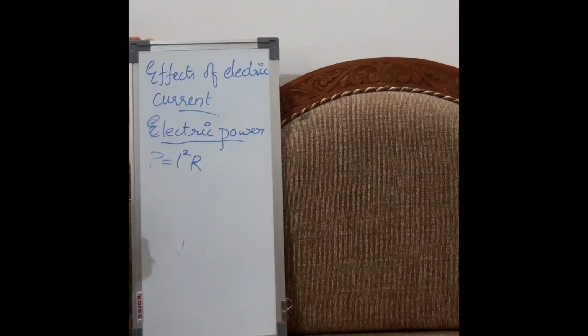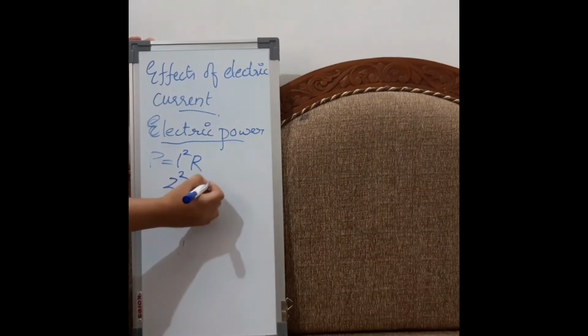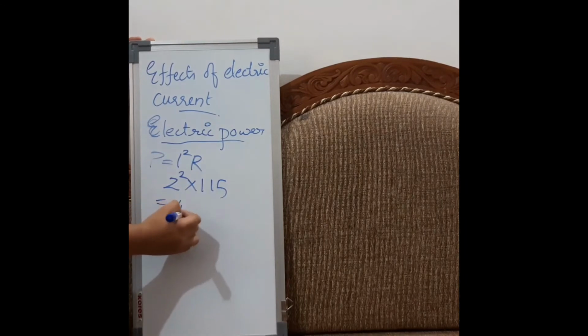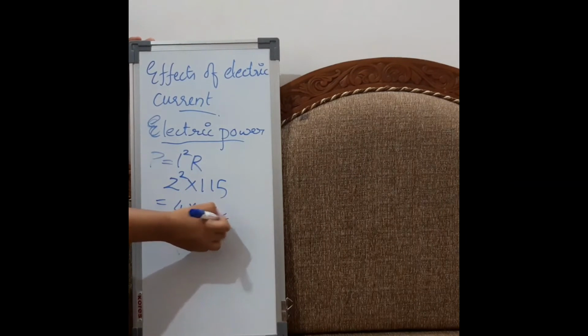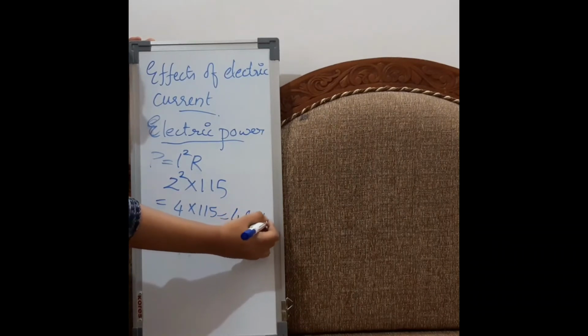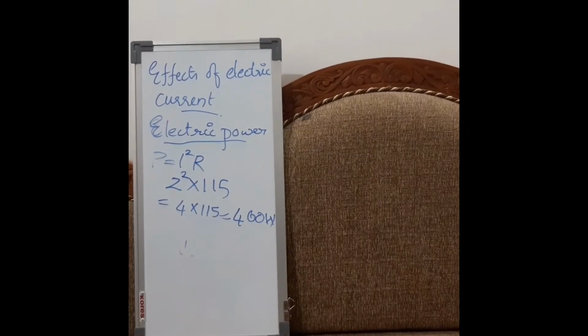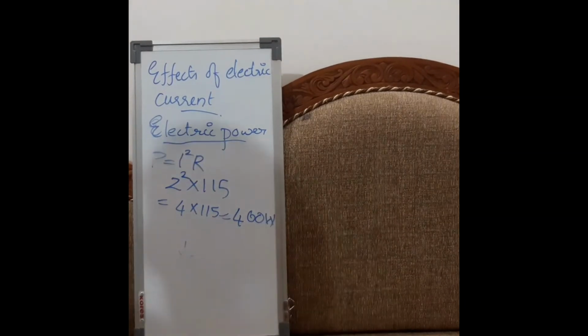I square R. I is 2 here. So 2 square into R, that is 115 ohm. 4 into 115. So the answer will be 460 watt. The unit of power is watt. These are the things that we have to learn in the heating effect of electric current.